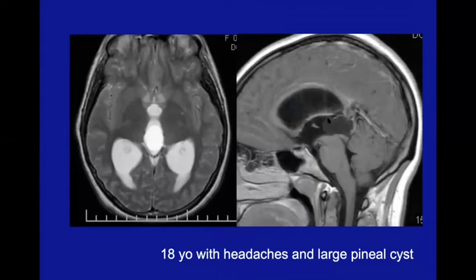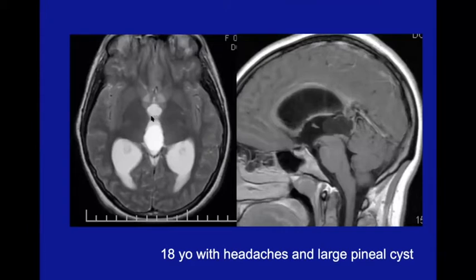You'll see this pineal cyst in this location, again, beneath the internal cerebral vein. And you can see that the aqueduct is compressed in this location. The ventricles are dilated. You'll also notice on the T2 weighted scan that the cyst has a different signal intensity than the CSF surrounding it.